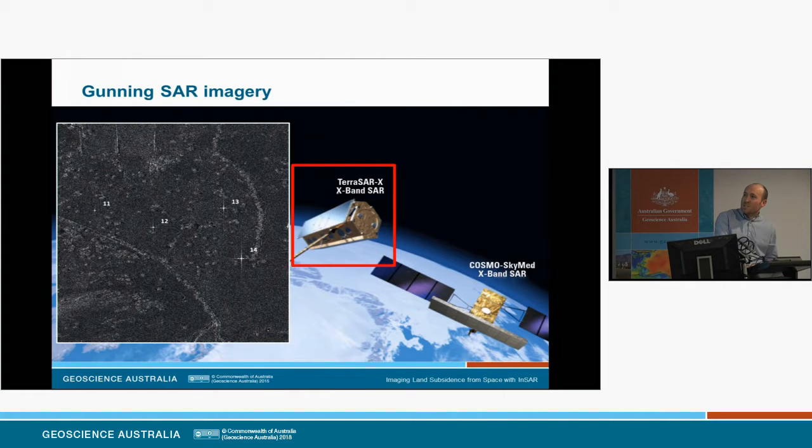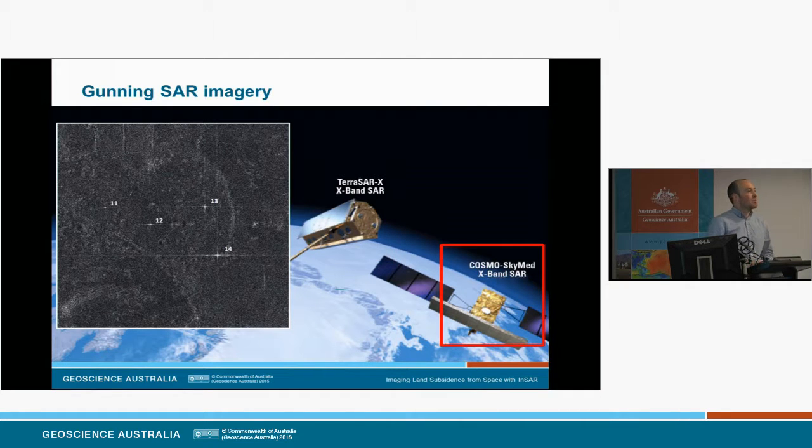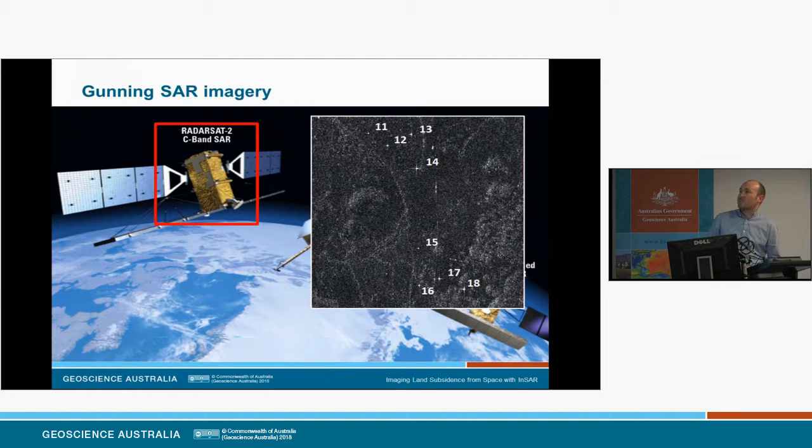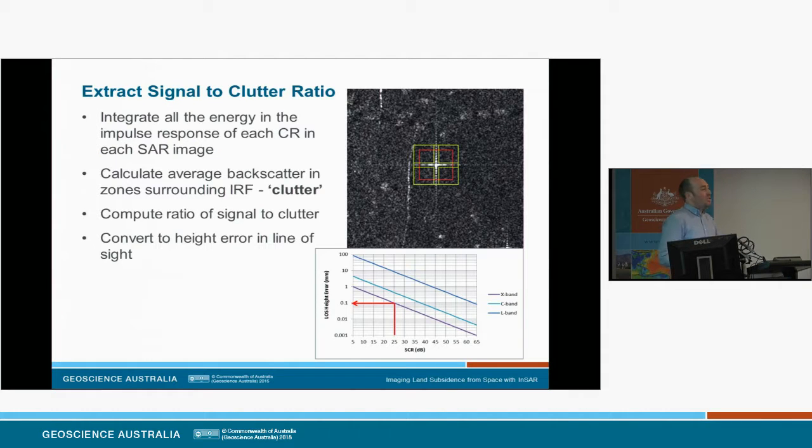And it's a pretty similar image to TerraSAR-X, given that they're the same wavelength and very similar spatial resolutions of the imagery. Though if we compare that to the C-band image, you can see that the spatial resolution of the C-band image is not as good, but nevertheless we do still see the size progression of the corner reflectors as we increase the size.